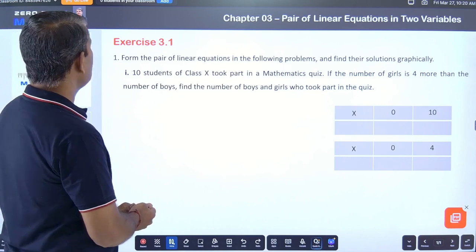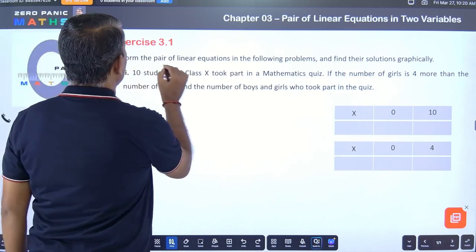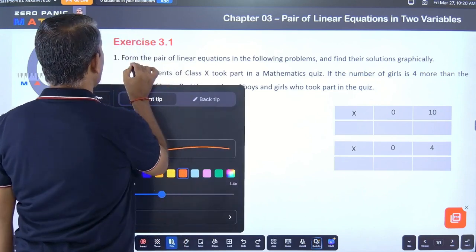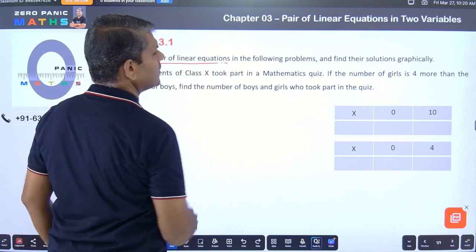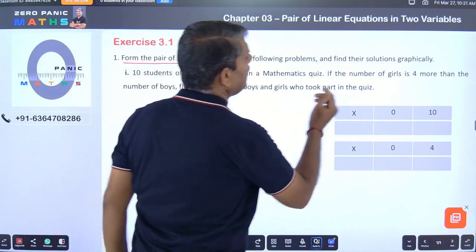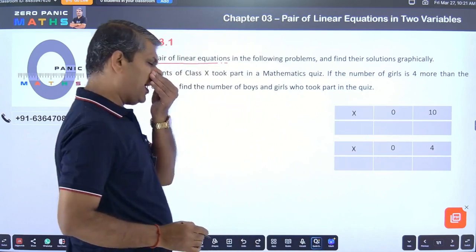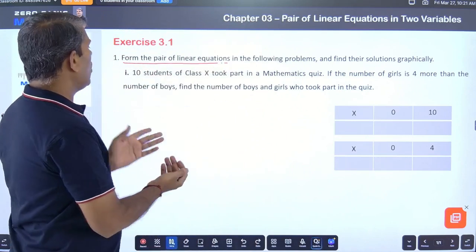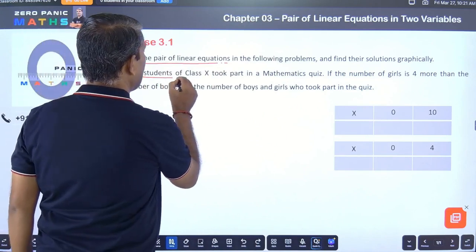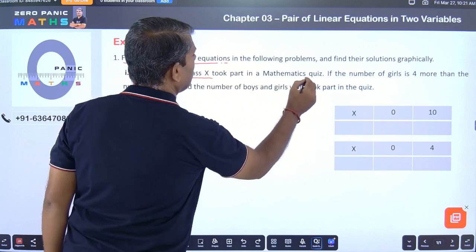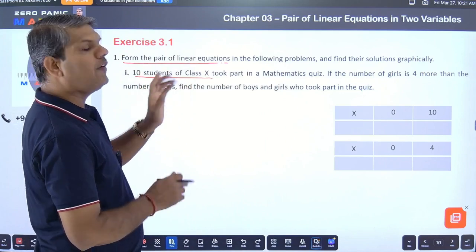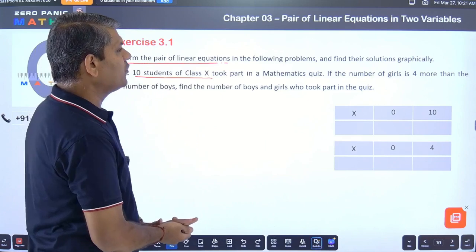The first problem says form the pair of linear equations in the following problems, and then find the solution graphically. That is the first part. But what is given? The first point: 10 students of class 10 took part in a mathematics quiz. So what is input for us? 10 students of class 10. Have that information with us.